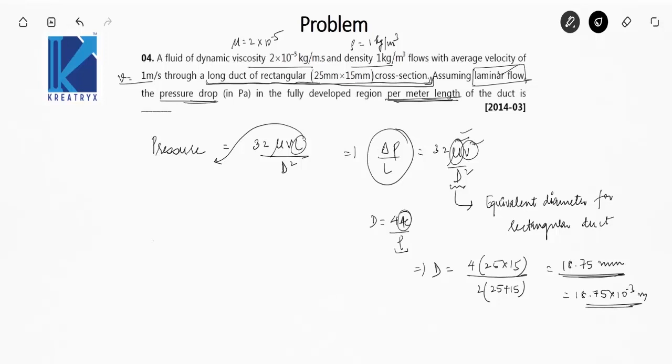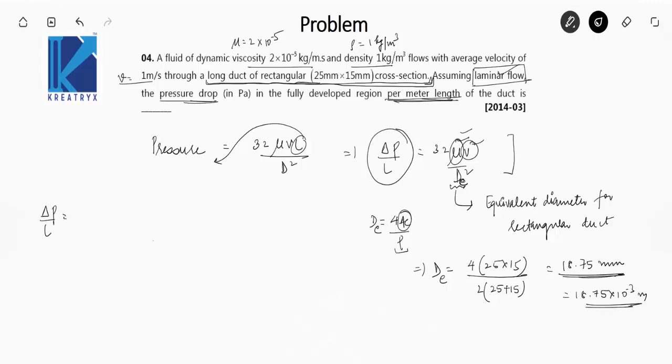This will be D. Let me write here DE so as not to make any confusion. For a pipe this will be equal to its diameter. For a rectangular duct this is equal to 4 AC by P. Okay, so now you have all the values. Put the values in this equation and get the answer.